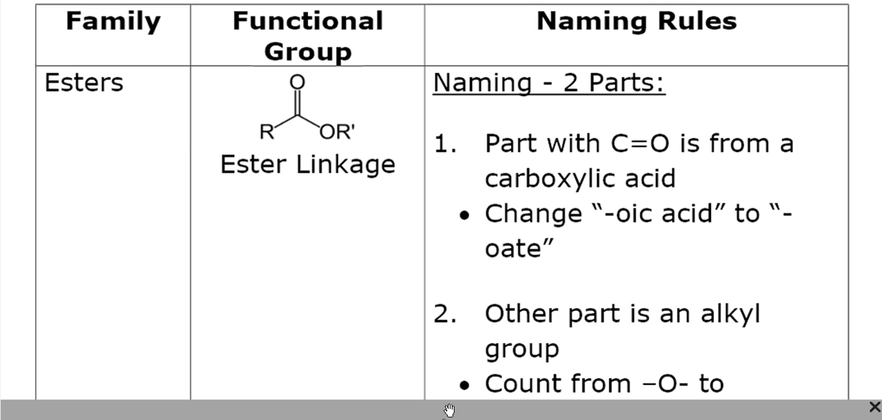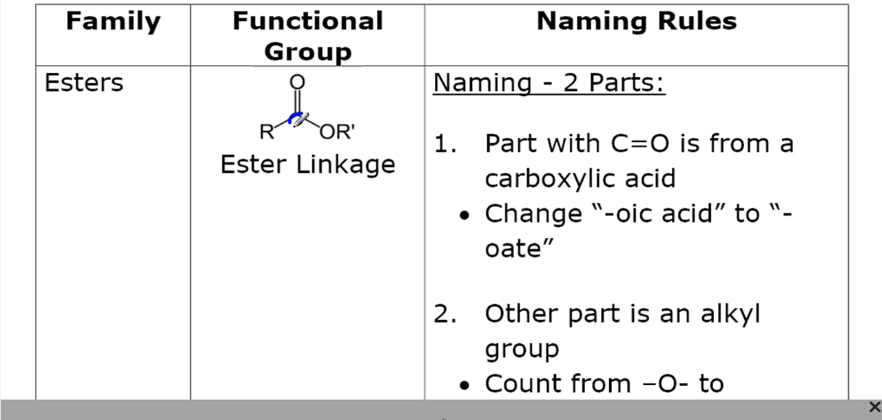So first thing, the name ester. The name of the functional group is just called an ester linkage. It's a linkage because it links 2 parts of a molecule together. Normally we have a straight chain of hydrocarbons somewhere in the molecule, but here it's interrupted by another molecule, which is going to be an oxygen.